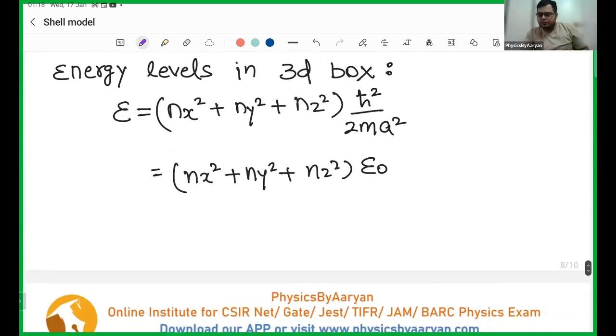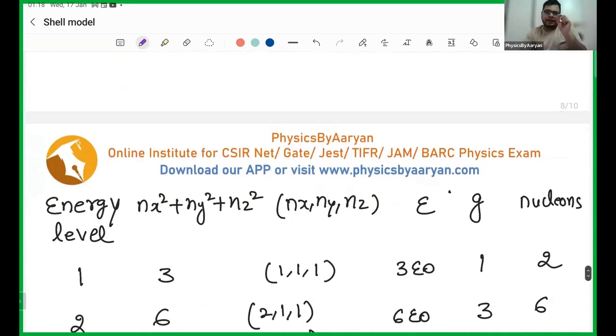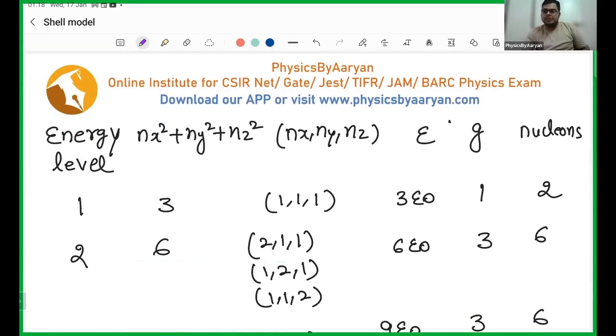nx, ny, and nz can take values 1, 2, 3, 4, 5, 6, and so on. So what is the minimum value of nx square plus ny square plus nz square? The minimum value will be 3, when nx, ny, and nz are all 1. Then your energy level will become 3 E naught. So for the first energy level, you will have the energy 3 E naught, and there is only one degeneracy, meaning only one possibility can give you energy 3 E naught, which is nx 1, ny 1, and nz 1. And in one energy level, you can have two nucleons: spin up, spin down.